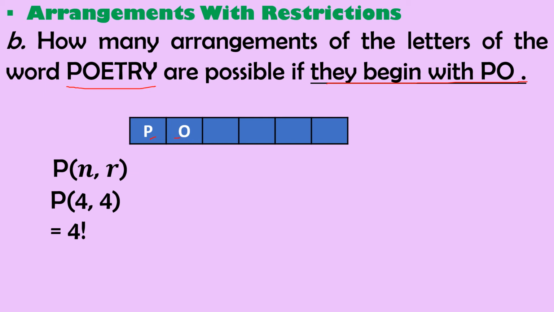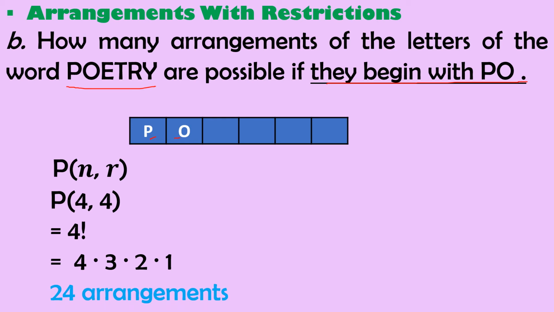Now, I want you to compute for our answer. Let us check. So this is 4 times 3 times 2 times 1. And the answer is correct. Very good. 24 arrangements. Good job.